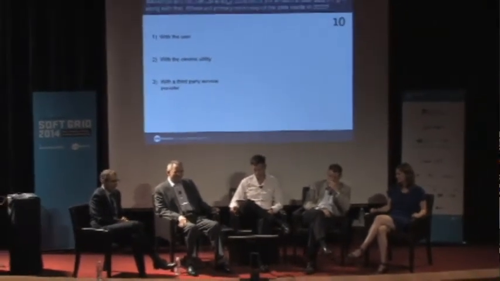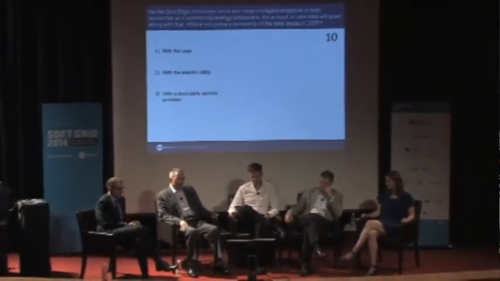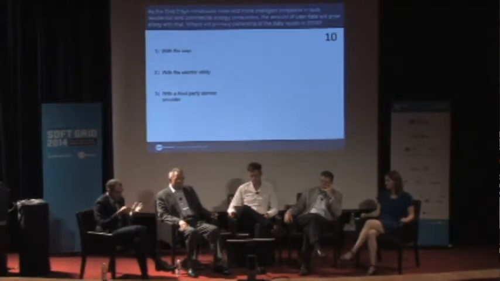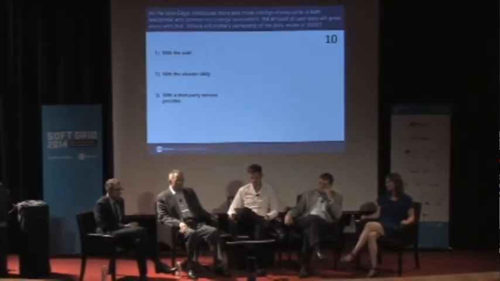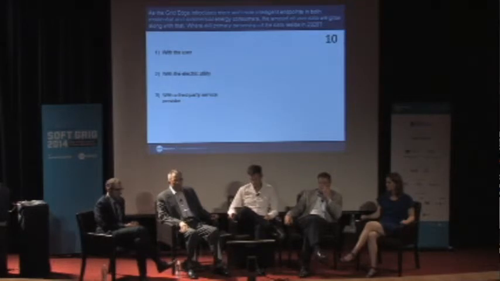Okay, so this one, as the grid edge, and what we mean by that at Greentech Media is that intersection between the utility and the customer. Sometimes the utility owns that, sometimes now the customer is starting to generate their own power and own that or store it in a variety of activities. So at that grid edge introduces more and more intelligent endpoints in both residential and commercial energy consumers. The amount of user data will grow along with that.